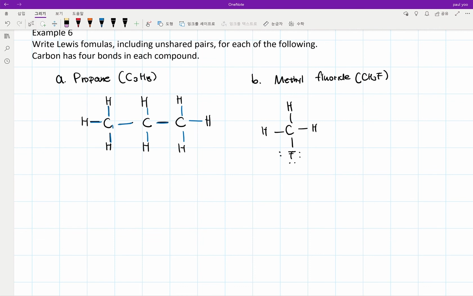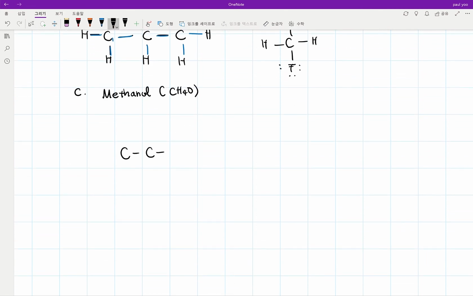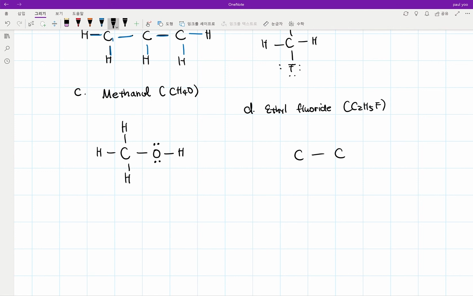C, methanol, CH4O. C with 4 bondings, each will have H, and O with H with 2 unshared pairs. And lastly, D, ethyl fluoride, C with C, and each C must have 4 bondings, and these will be filled with 5 H's and 1 F with unshared pairs.